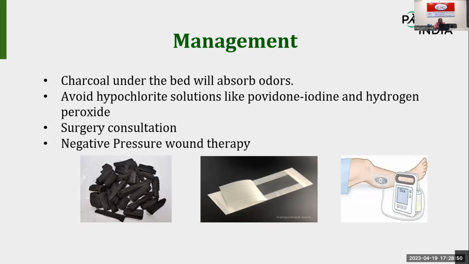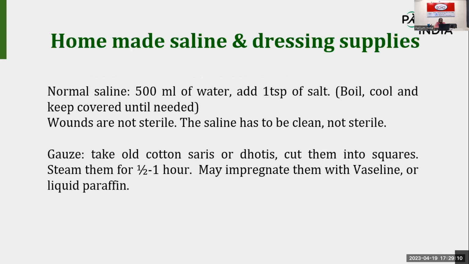And finally, negative pressure wound therapy. This is another way of managing pressure ulcers, especially stage 4, where a lot of exudate will be there. This will help to absorb and remove the exudate from the wound, and also gives continuous stimulation to the wound. This will help to improve the blood circulation and fast healing of the pressure ulcer.